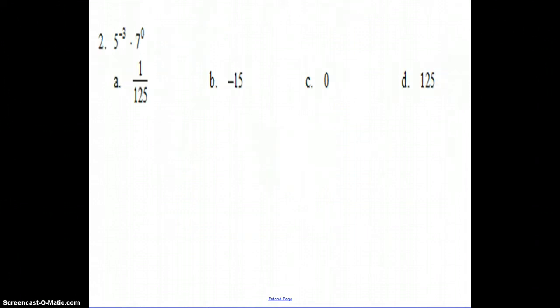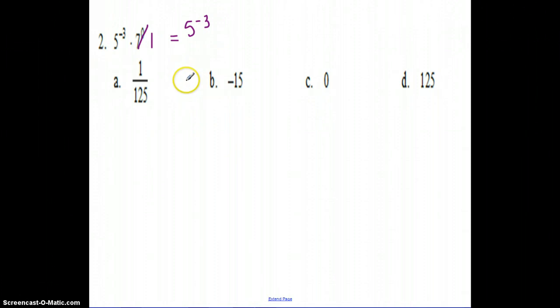Okay, next one. On this one, they want us to go through and simplify. And probably the easiest part for us to simplify is this part right here. 7 to the 0 power is actually equal to 1. So this part right here actually cancels down to 1. So 5 to the negative 3 times 1 is just going to be 5 to the negative 3.